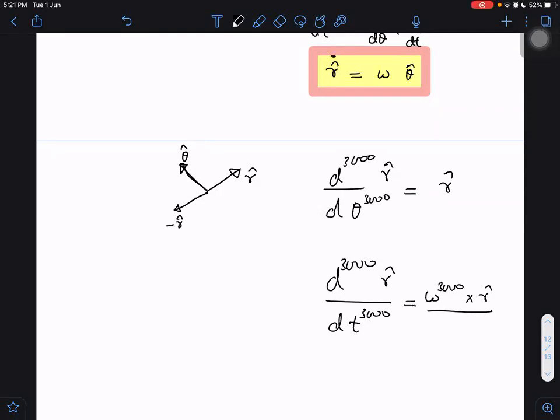In which direction will the derivative of minus r cap be? It will be along minus theta cap. In which direction will the derivative of minus theta cap be? It will be again r cap direction. So it is turning this way, this way, this way, and again repeating. If I have to take the 3000th derivative, it will be taking 750 circles. So understand that it will be taking 750 circles.